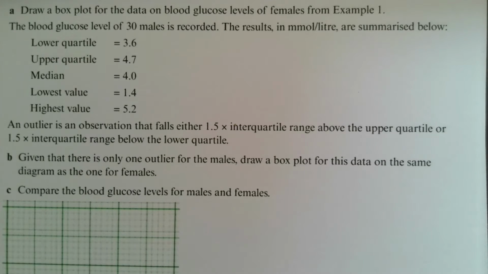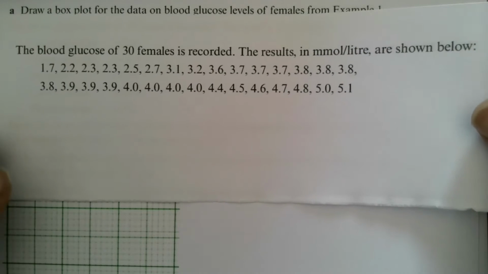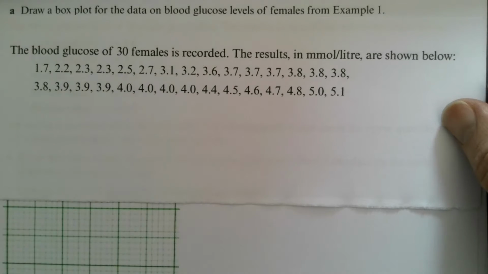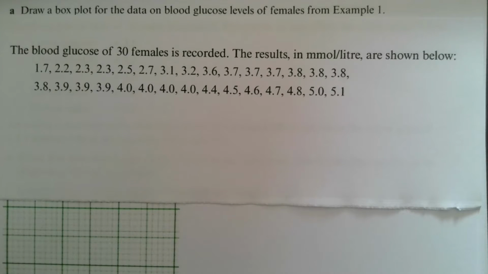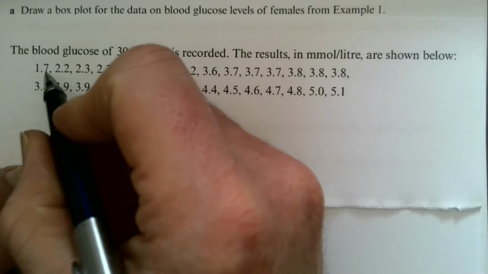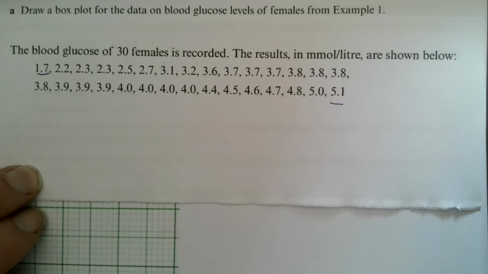Okay, so the biggest reason for using box plots as much as anything is to compare two sets of related data, which is what we're going to do here. Now at the top it's asking us to draw a box plot of blood glucose levels of females from example 1. That's what we were looking at last time, when we were doing the blood glucose of 30 females and looking for the outliers. So we need to identify the same basic information. We've got the smallest value, but we're also going to have to look out for an outlier. So we know the smallest value is there, we know the biggest value is there.